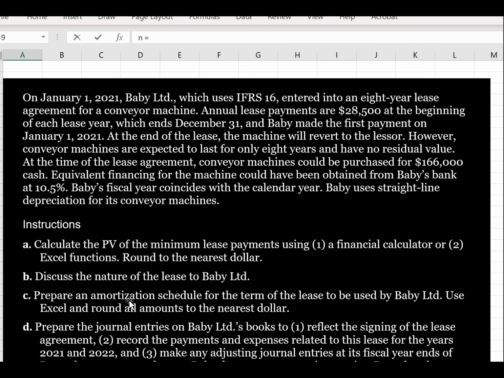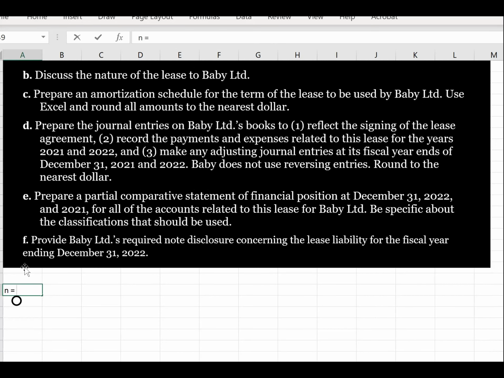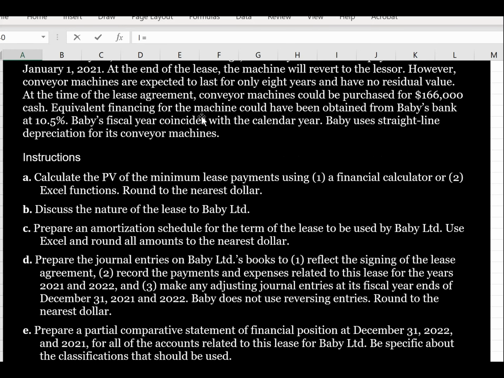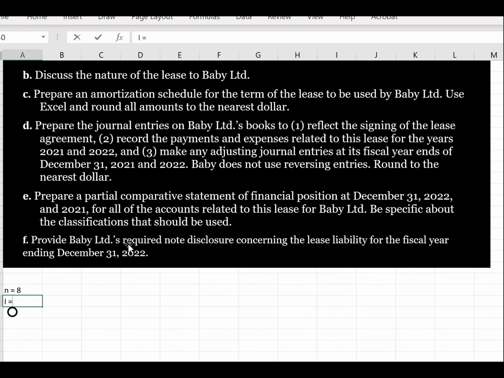Our N is going to be, where does it say 8 years? It's an 8-year lease, so 8. Our interest rate is going to be, and we're using IFRS, and it says they could get financing for 10.5%, which is really the incremental rate. But again, that's the only rate we're being given, so we'll work with that.